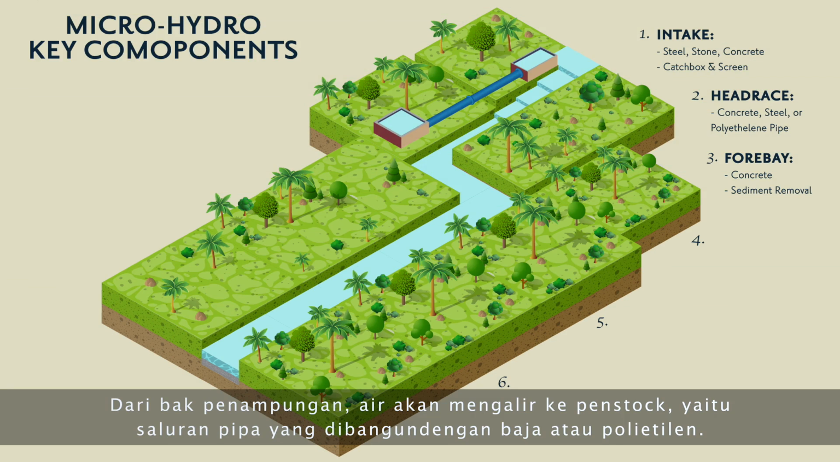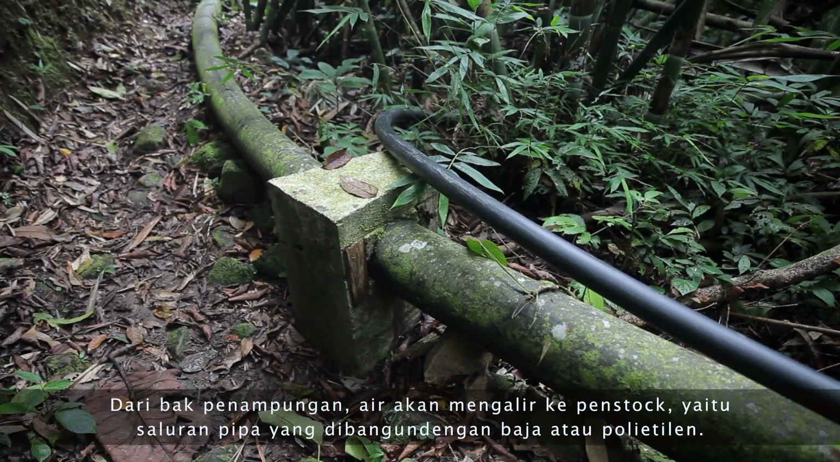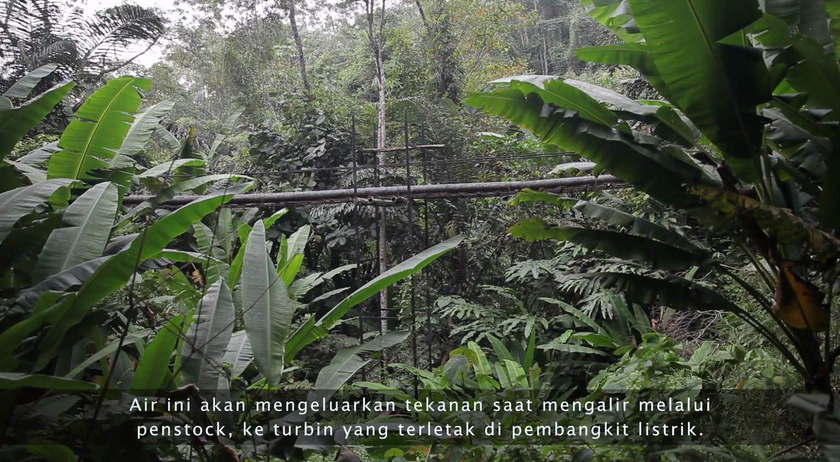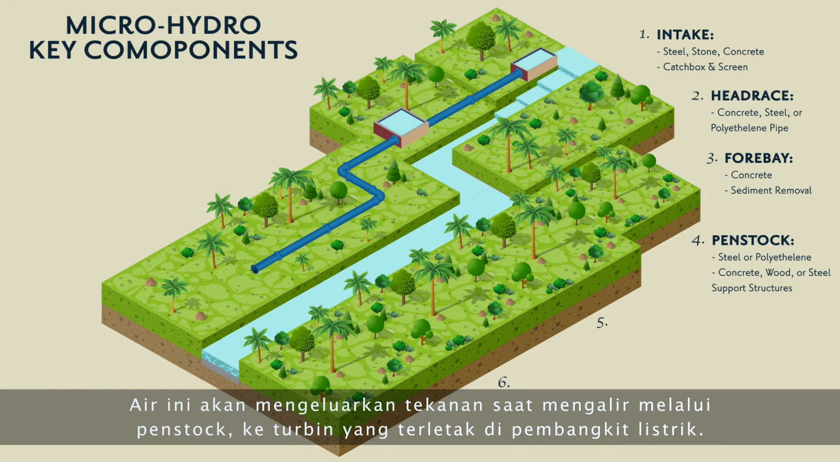From the forebay, water travels into the penstock, which is a pipeline that can be constructed with steel or polyethylene, with concrete, wood, and/or steel support structures. Water builds up pressure as it travels through the penstock into the turbine located at the powerhouse.